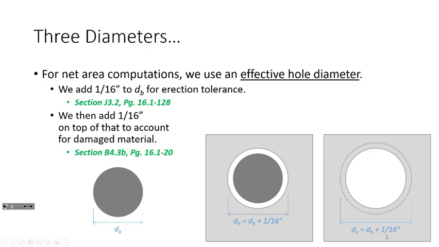So what we're going to do for tension members is, if I give you the diameter of the bolt, to get the effective diameter of the hole, you're going to add an eighth of an inch, okay? So that's something you need to either jot down or start remembering. Don't worry, we're going to have some practice on that in a bit. But we're going to add an eighth of an inch to the bolt diameter to get the effective hole diameter. Does that make sense?